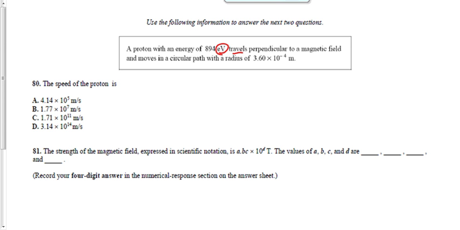What kind of energy is it? Is it kinetic energy? Is it electric potential? Is it gravitational potential? Is it something else? It's kinetic energy. It's moving. It ends up going in a circular path of radius 3.6 times 10 to the minus 4 meters. So we've got EK, and we've got the radius, and we want to find the speed of the proton.